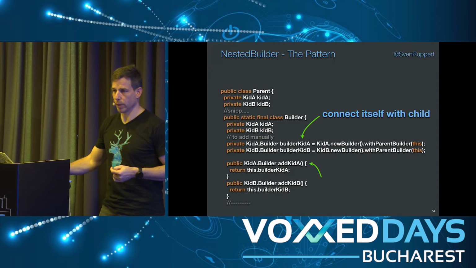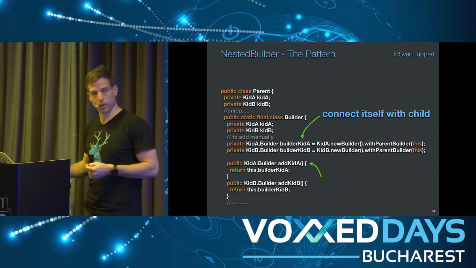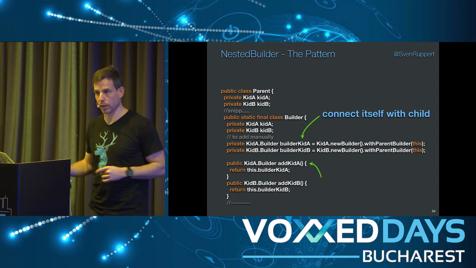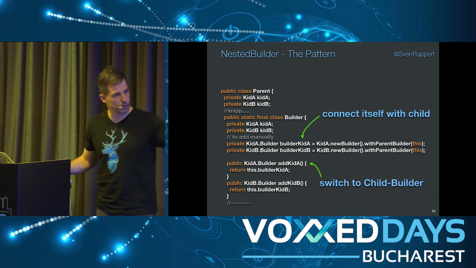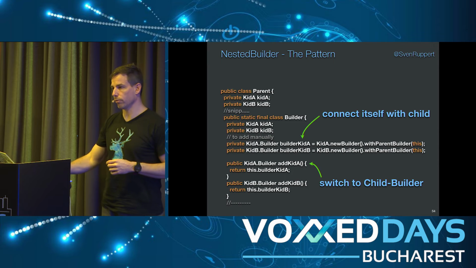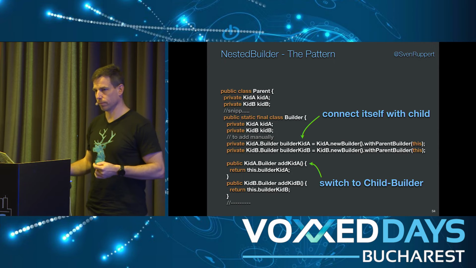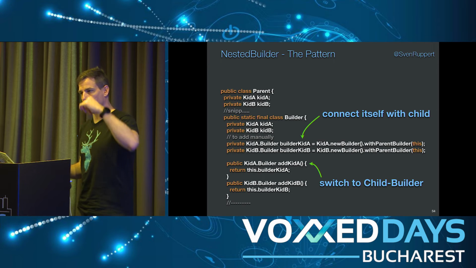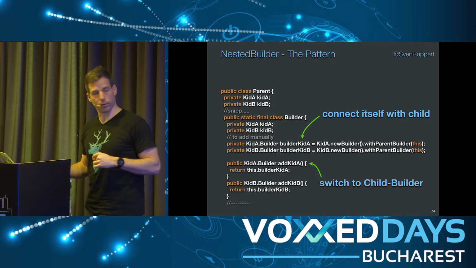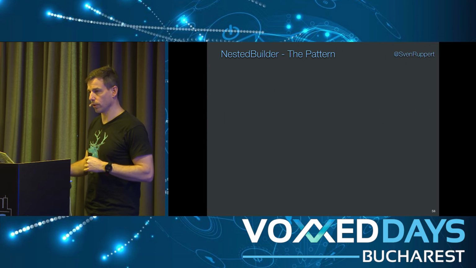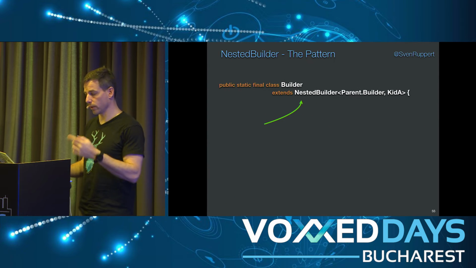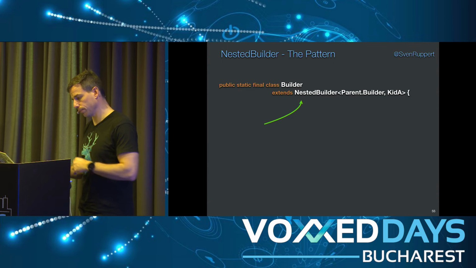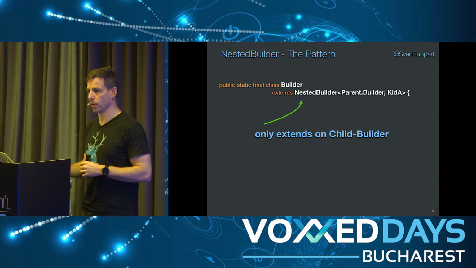The next thing, I need a method to switch between builders. Here, add next level, add wheel, add engine, add whatever. And this is switching to the next level of builder. That's it. If I'm a nested builder, if I'm a child of this hierarchy, what should I do? I should only extend as this next builder or nested builder, and that's it. The rest is generic.